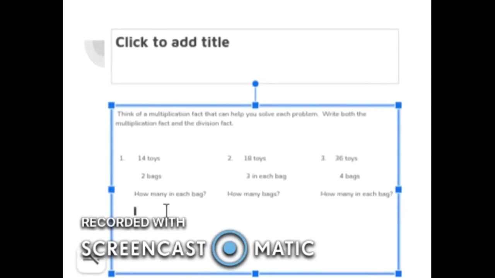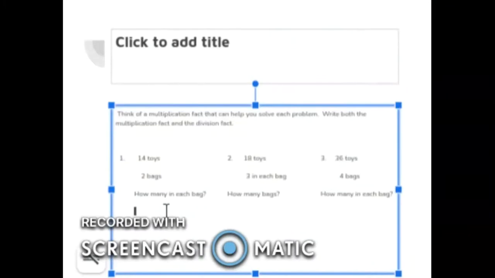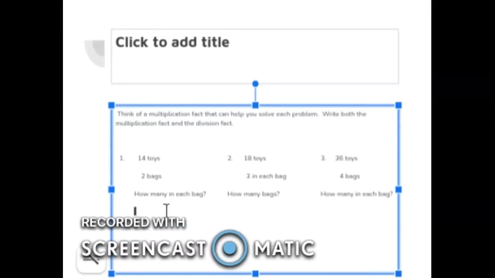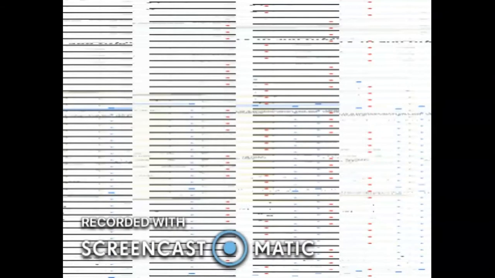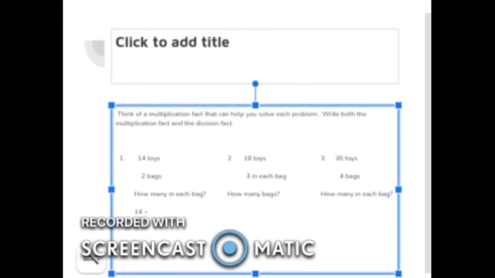So let's look at this particular problem. It says 14 toys, 2 bags, how many in each bag? So I already know the total. How many toys do I have? I have 14. I also know that I'm going to be using division because I am dividing this up, and I know that there are going to be 2 bags. So I am looking for how many toys are in each bag. So I'm looking for T, okay?